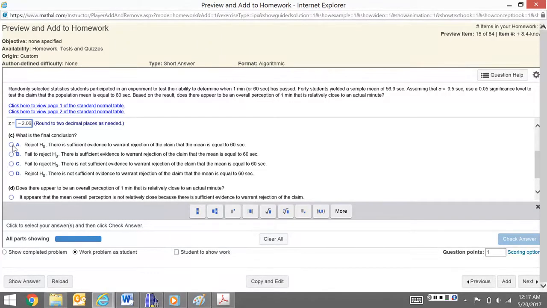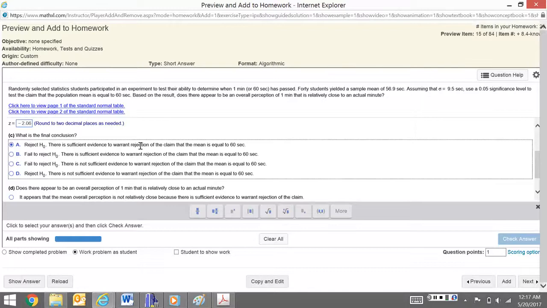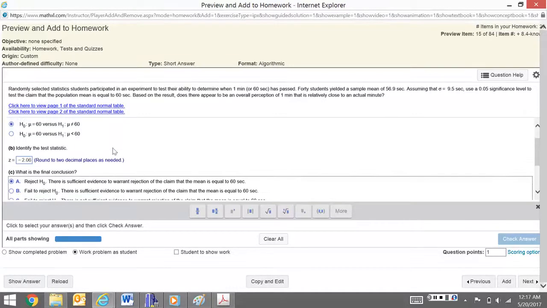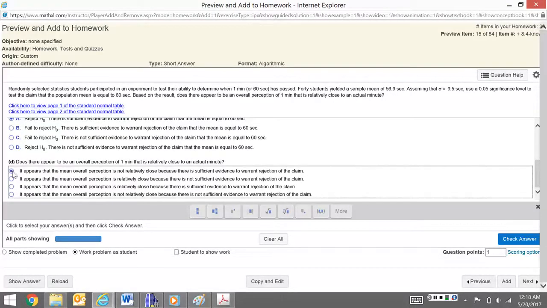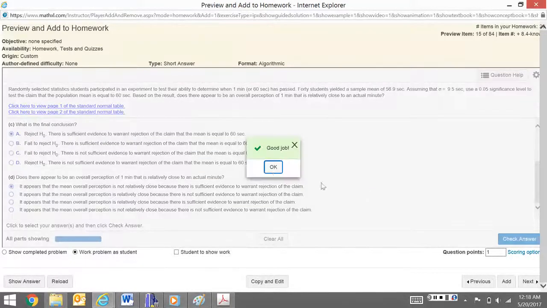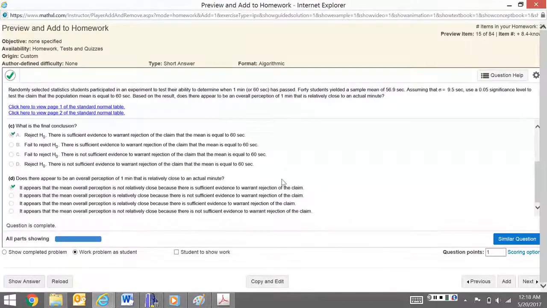This means there is sufficient evidence to warrant the rejection of the claim that it's equal to 60. So we're saying it's not 60. So we knocked down our 60. We're saying it's not 60. Does there appear to be an overall perception that 1 minute is relatively close to an actual minute? No, because the overall mean is not relatively close, because there's sufficient evidence to warrant the rejection of the claim. So that was our answer.